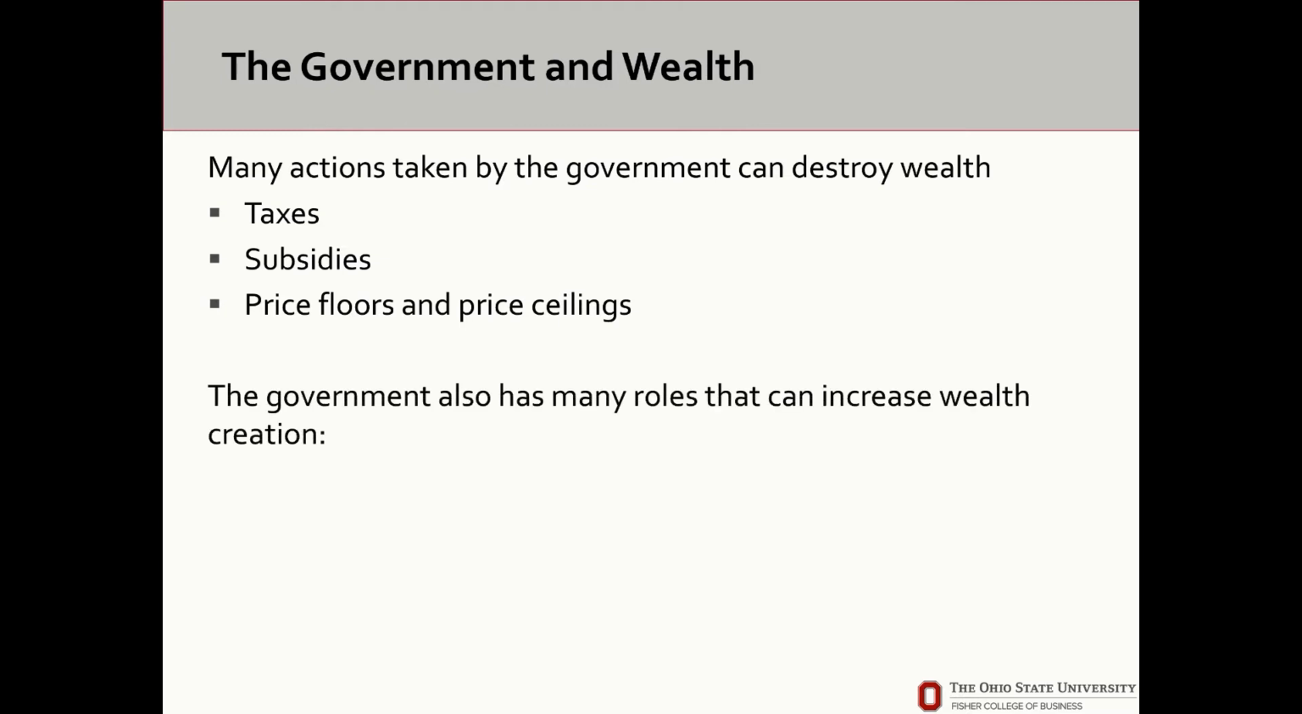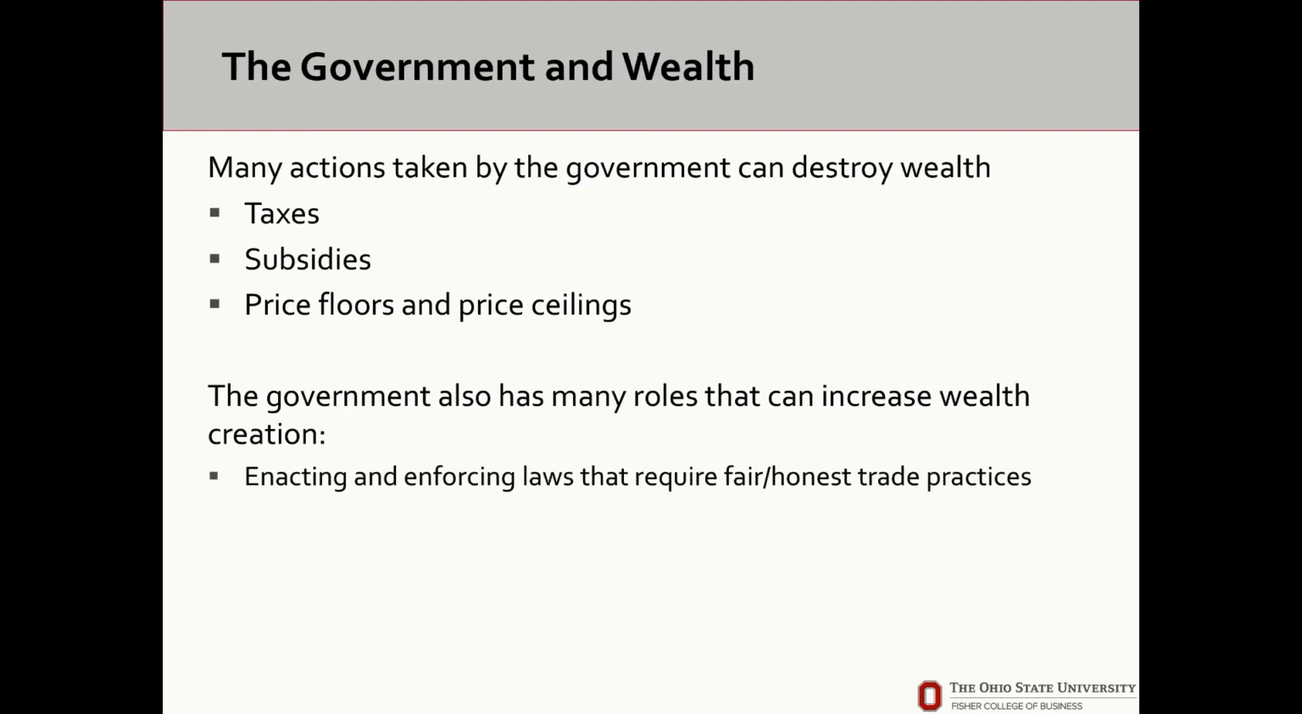With that said, the government also has many roles that actually increase wealth creation. It's the government's job to enact and enforce laws that require honest trade practices. For example, it is illegal in the United States to lie about a product. That's considered false advertising, and there's a court system that can provide a remedy to those who have been taken advantage of. The government is also responsible for enforcing property rights. If you own something, another person cannot come along and take it from you. This is important for both physical property and intellectual property.